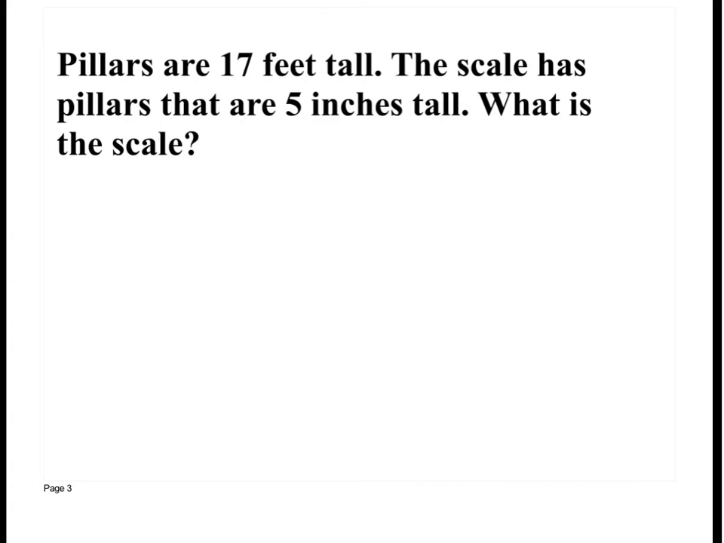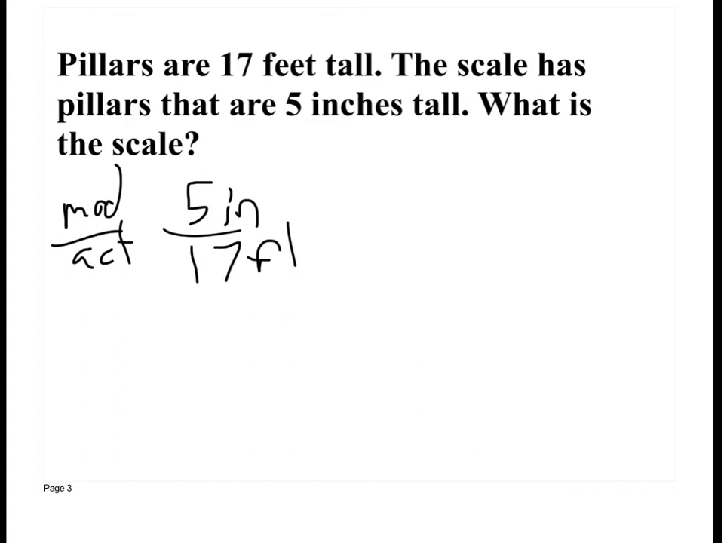It said pillars of a monument are 17 feet tall. The scale of that monument, those pillars are 5 inches tall. So we always go model over actual. The model is 5 inches. The pillar of the actual is 17 feet. We set that equal to a ratio of 1 on top because I want to know for every inch how many feet is the pillar. So we always go with 1. X is going to be the bottom number because I don't know how many feet the actual is.